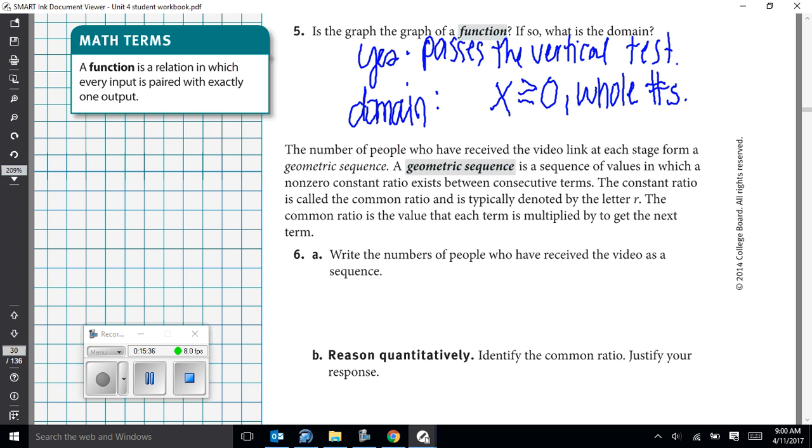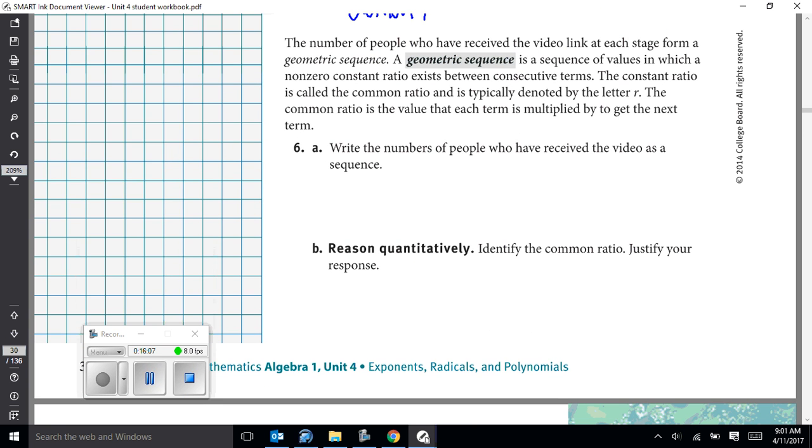All right, so the number of people who have received the video link at each stage form a geometric sequence. A geometric sequence is a sequence of values in which a non-zero constant ratio exists between consecutive terms. The constant ratio is called the common ratio and is typically denoted by the letter R. The common ratio is the value that each term is multiplied by to get the next term. So write the numbers of people who have received the video as a sequence. So that's kind of what we had started to do in that table.